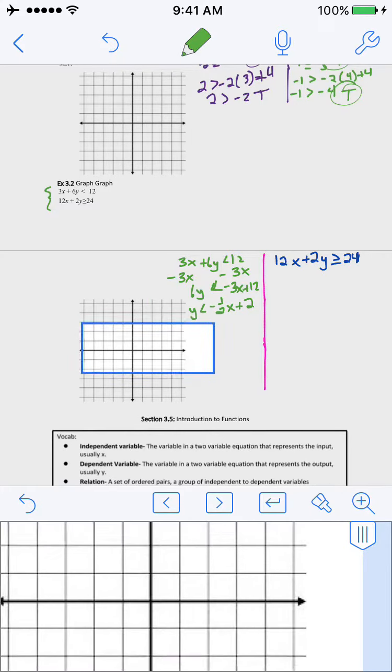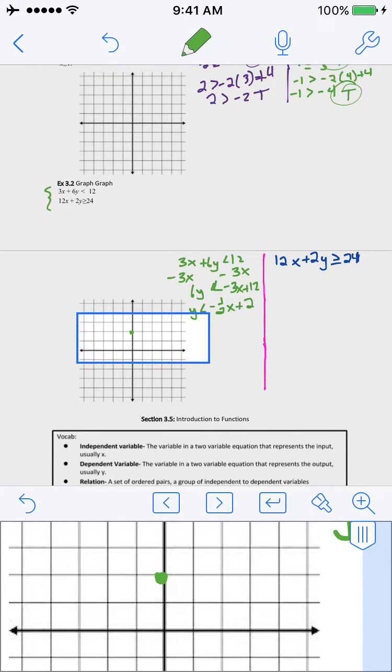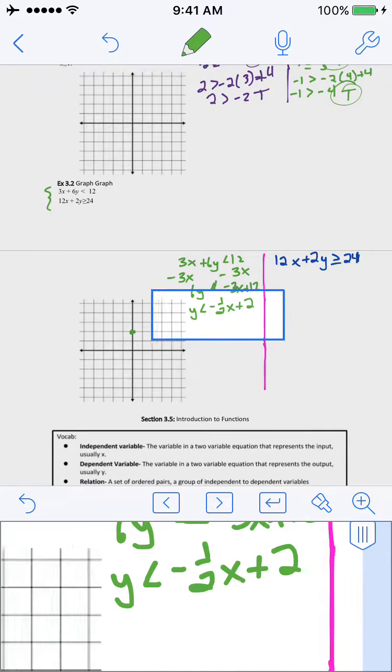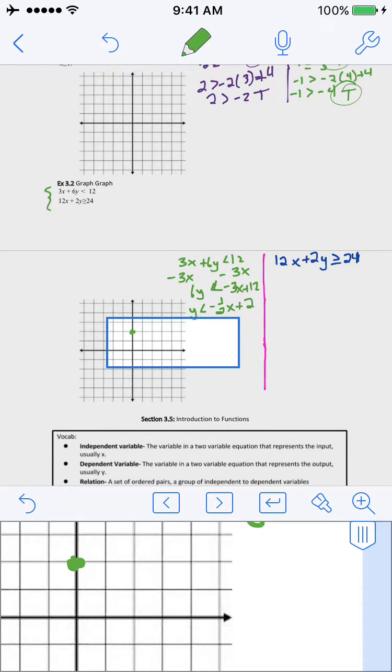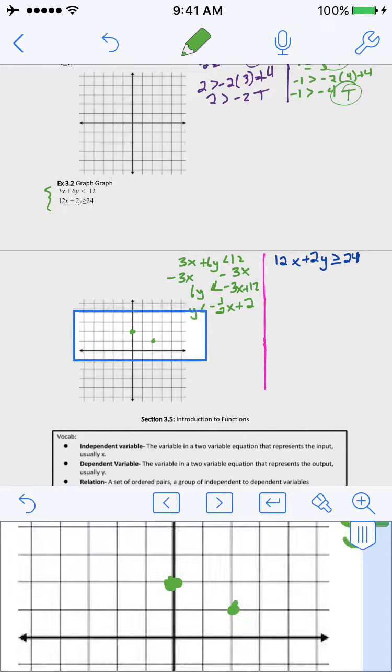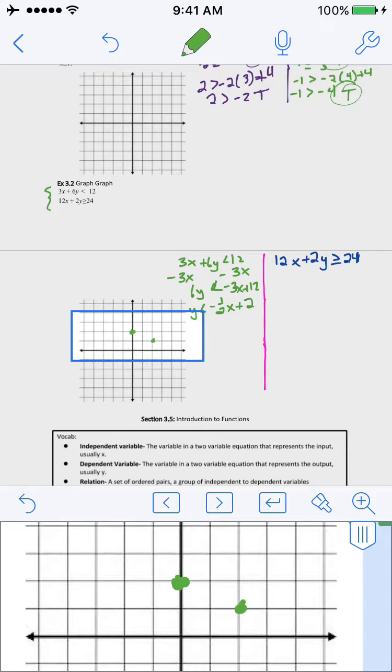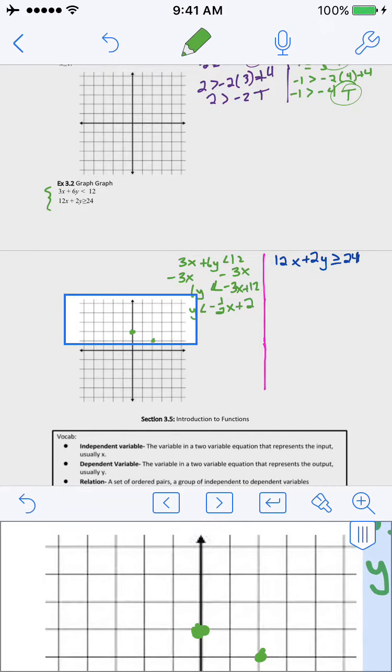Go ahead and graph that. It's a y-intercept of positive 2. And then we go down 1 and over 2. Down 1, over 2. Since it is strictly less than, we do not want to use a solid line. We want to use a dotted line. So we'll dot our way across.